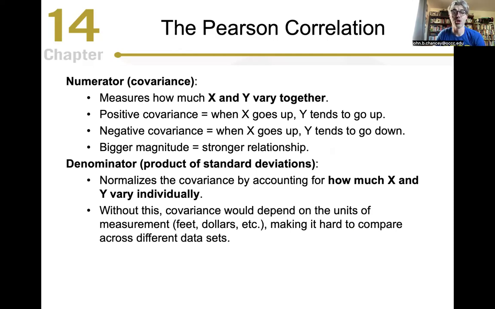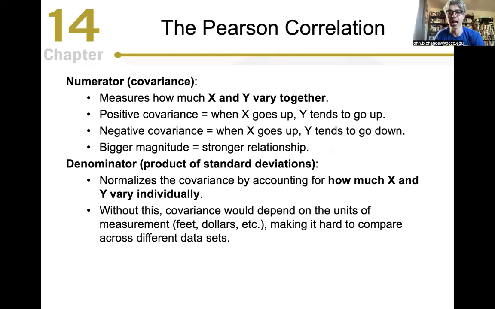The bigger the magnitude of that covariance, we're talking about a stronger relationship and a higher score of R. The denominator is the product of standard deviations. We're looking at the individual variances within X and within Y. So we're trying to normalize that covariance by how much X and Y vary individually.